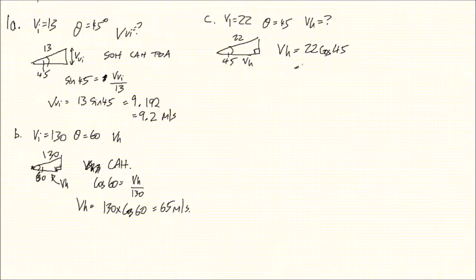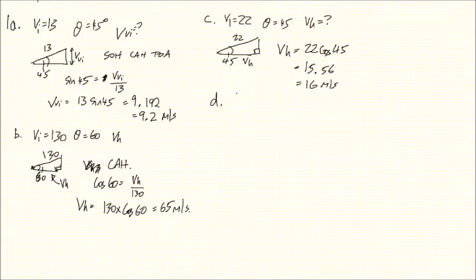In this case I haven't done the complete rearrangement. What I've done is shortcut to the second step. So it would have been cosine 45 equals VH divided by 22, and then rearranged to VH equals 22 cosine 45. The answer is 16 meters per second.